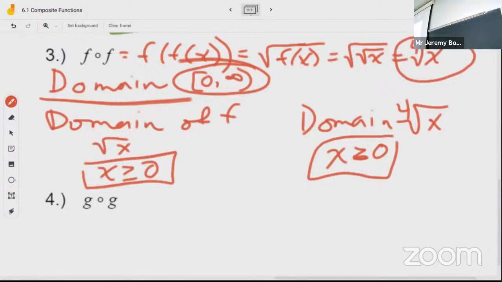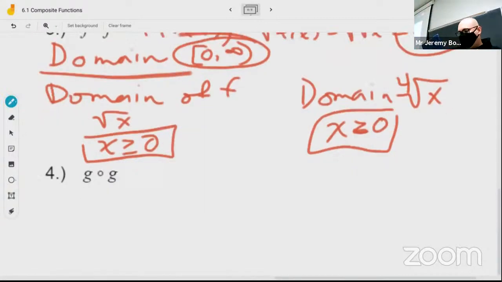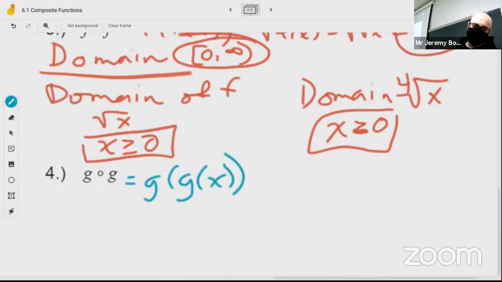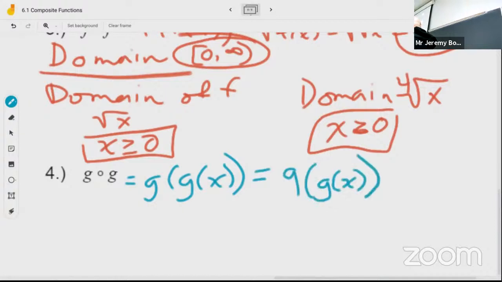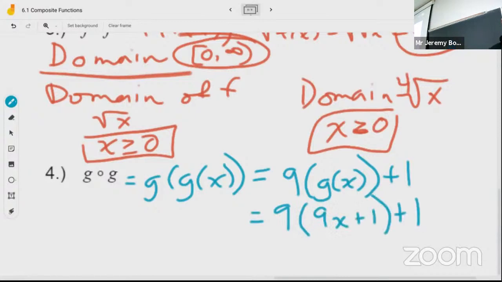And G of G. So G of G, remember it's going to be the same thing as G of G of X. So everywhere there's an X in G, we're going to put a G of X. So it's going to be 9 times G of X plus 1. I think that's what the function was. Yep. And then we're going to replace that G of X with 9x plus 1, what it is. So this is going to be 9 times 9x plus 1 plus 1. You've taken the function and put it inside itself.